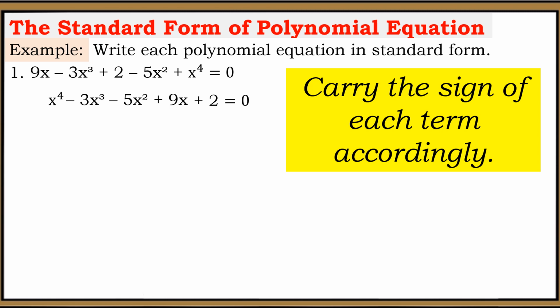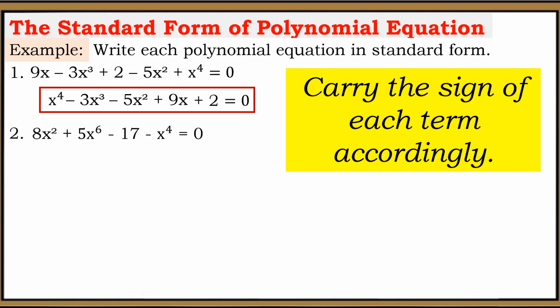I-check natin. So, ang pinakamataas na exponent ay 4. Pababa siya 4, 3, 2, 1, then constant term. So, therefore, the standard form of the given equation is x to the fourth minus 3x cubed minus 5x squared plus 9x plus 2 is equals to 0.